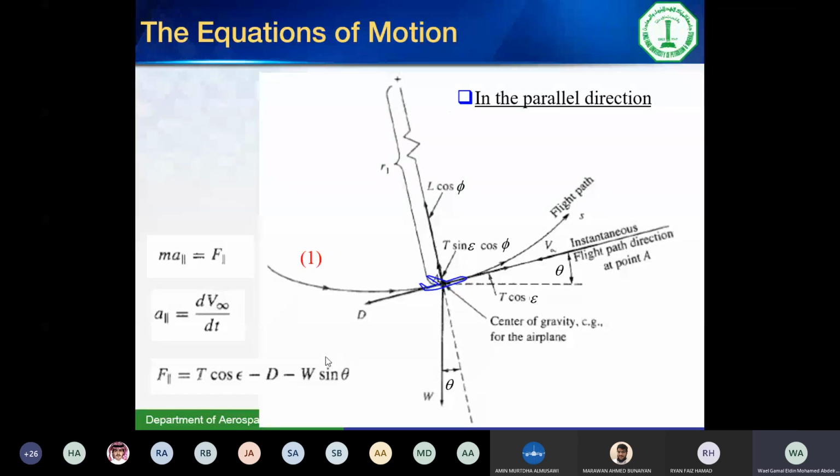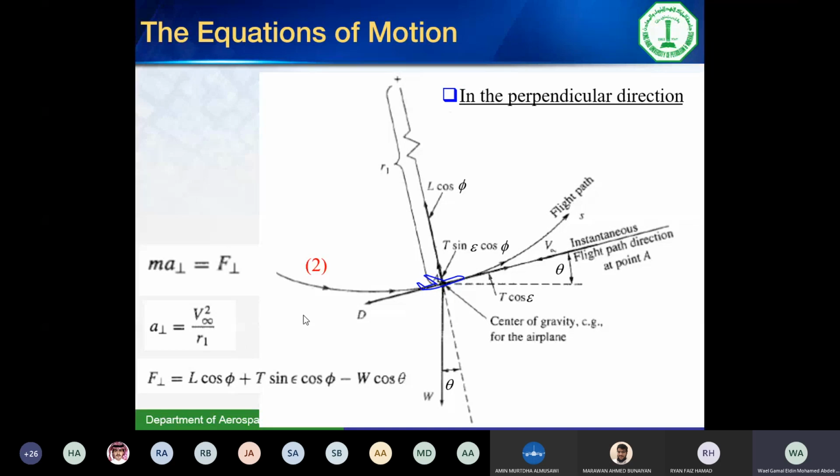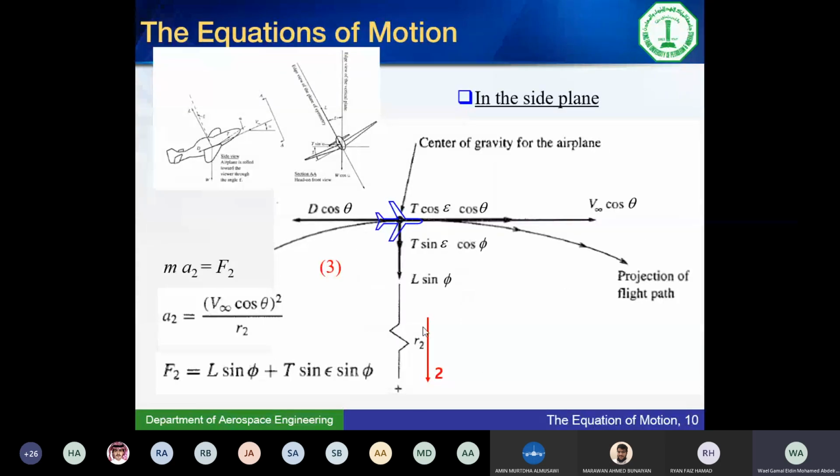Now what about the R's? If the aircraft is flying straight and level, what can you tell me about R1? If the aircraft is flying straight, what is the value of R1? Infinity. A straight line is a part of a circle with radius infinity. So R1 is of radius infinity. The same actually goes for R2, right? R2 will also be infinity.